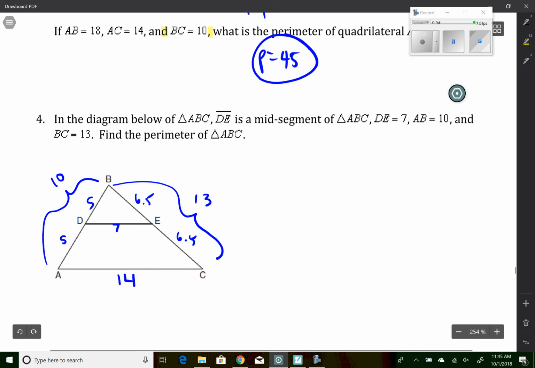And it wants us to find the perimeter of triangle ABC. So the perimeter is going to be 10 plus 13 plus 14. Again, just testing that you knew that that was double the mid-segment. So that's going to be 37.